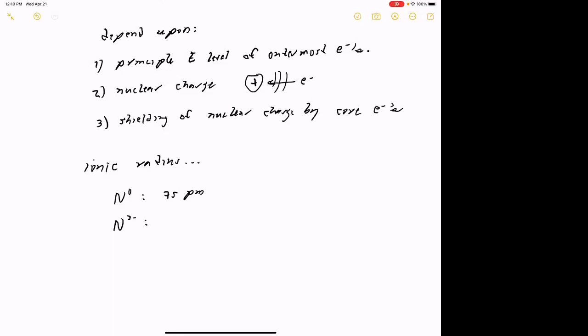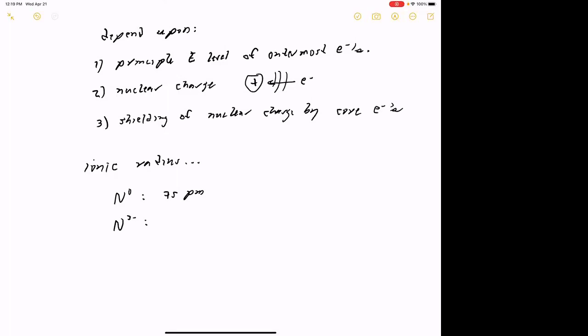Now, what defines the identity of an atom or an element? It's the number of what in the nucleus? It's the protons, right? So whether we have a nitrogen atom or a nitride ion, it's still got the same number of protons in the nucleus. What's increasing? It's the electrons, isn't it?